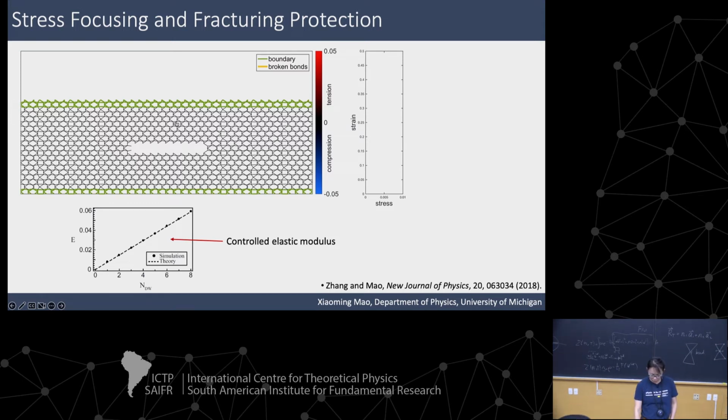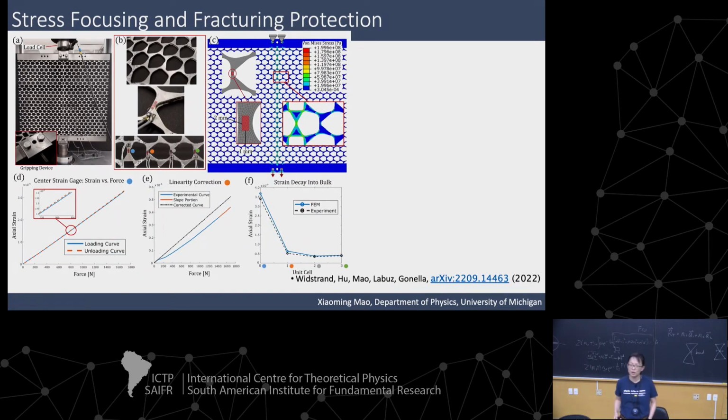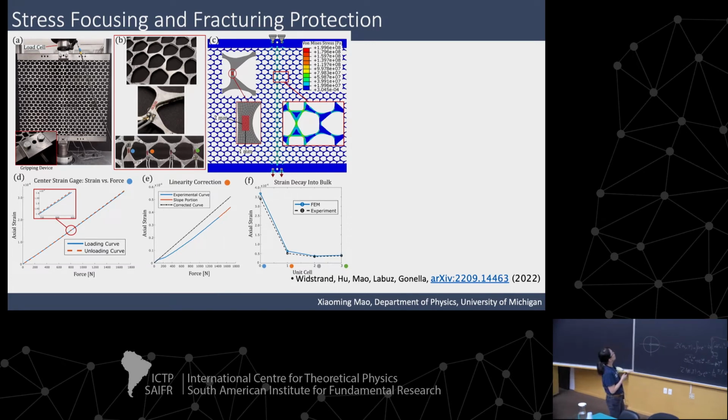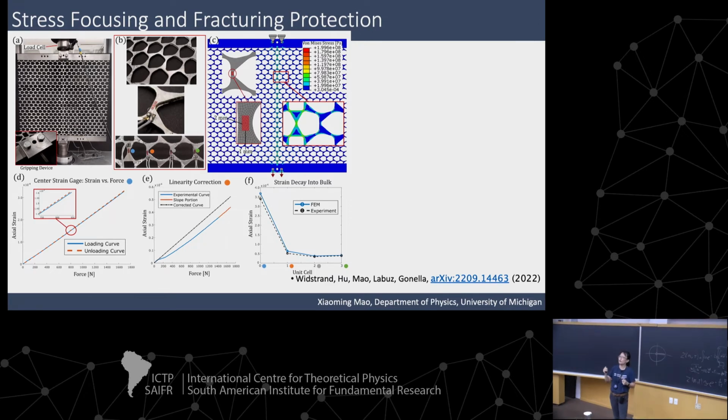So then we went ahead to see whether this actually works experimentally. This is, again, a collaboration with Stefano Gonella's lab. So what we did is now made these lattices with metal. And then here is the state of self-stress domain wall. And they put a strain gauge on a few places in the lattice to test what is the level of stress at these places, okay?